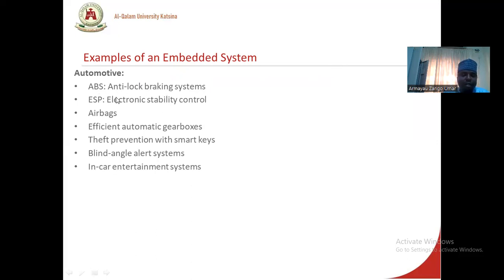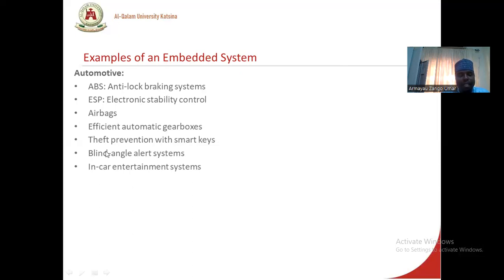We also have ESP, which is electronic stability control. It also prevents the car from skidding. The only difference is that ABS is applied when a hard brake is applied. And we have airbags, efficient automatic gearboxes, theft prevention with smart keys, that's security that is being deployed on cars. We have a blind angle alert system.